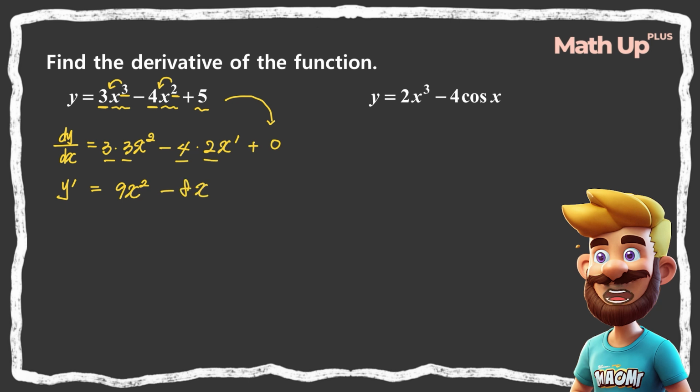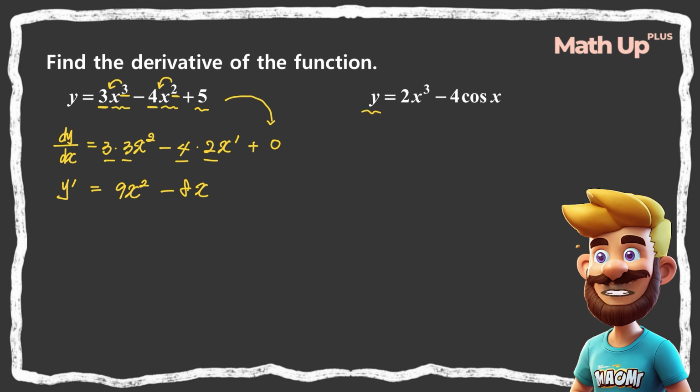to write it. So the derivative of y, which is y prime or dy over dx, is equal to 9x squared minus 8x. For this function right here, we have 2 terms. So find the derivative of this term and find the derivative of this term separately.